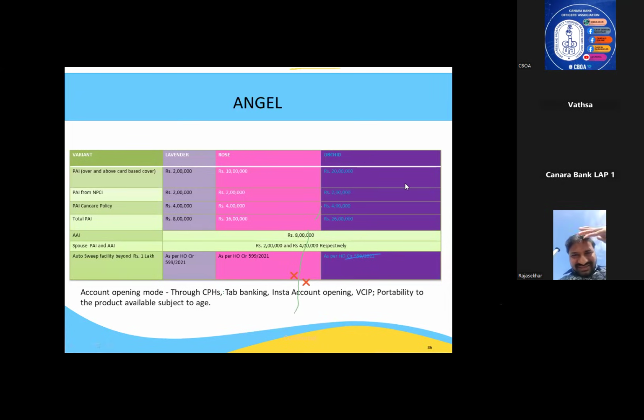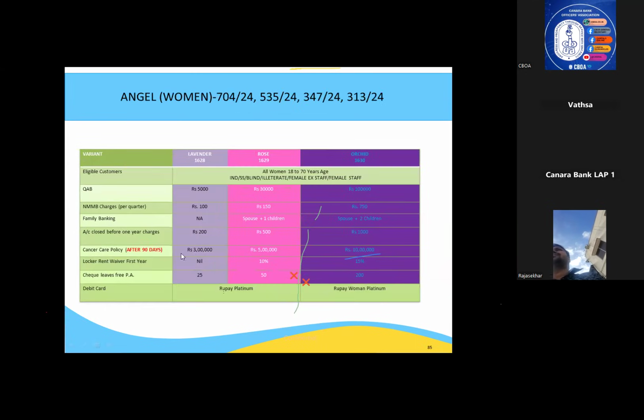And the personal accident insurance, over and above the card-based cover, is 2 lakhs, 10 lakhs and 30 lakhs. NPCI 2 lakhs is common for all the 3 categories. CanCare policy is 4 lakhs for all the categories. Total, first category they get 8 lakhs. Second category they get 16 lakhs. This is 26 lakhs. This is over and above the cancer care policy that you are going to give. Okay.